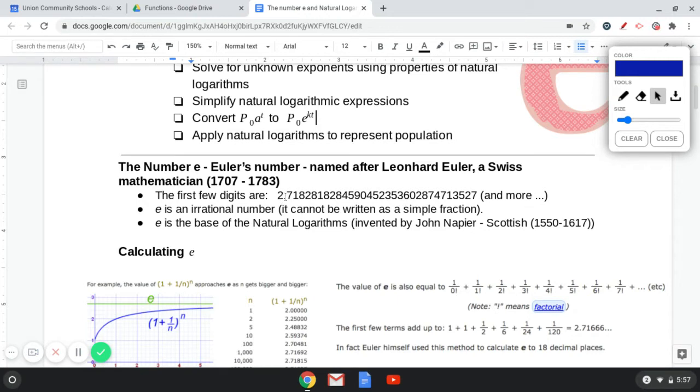Here's the number e, 2.718281828. Yeah, this whole thing. This is an irrational number, which means it cannot be represented by a simple fraction, which means this decimal goes on forever and ever. It's like pi.